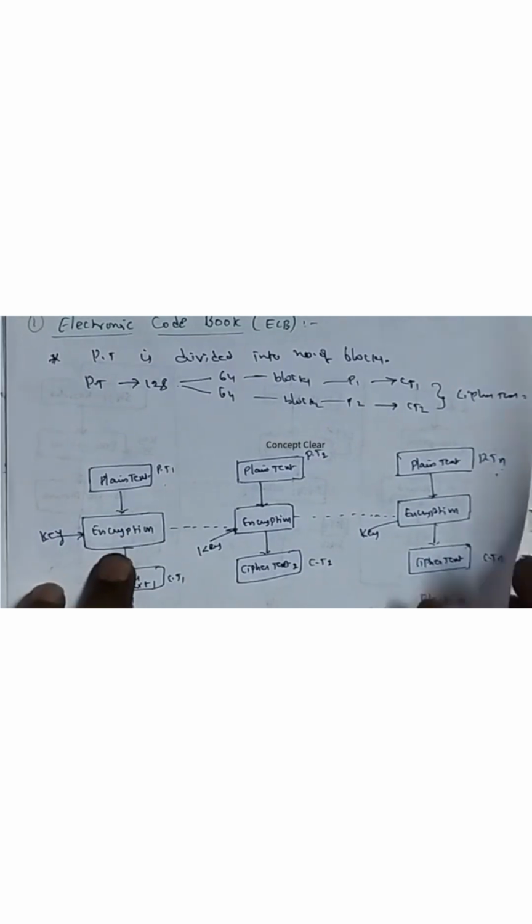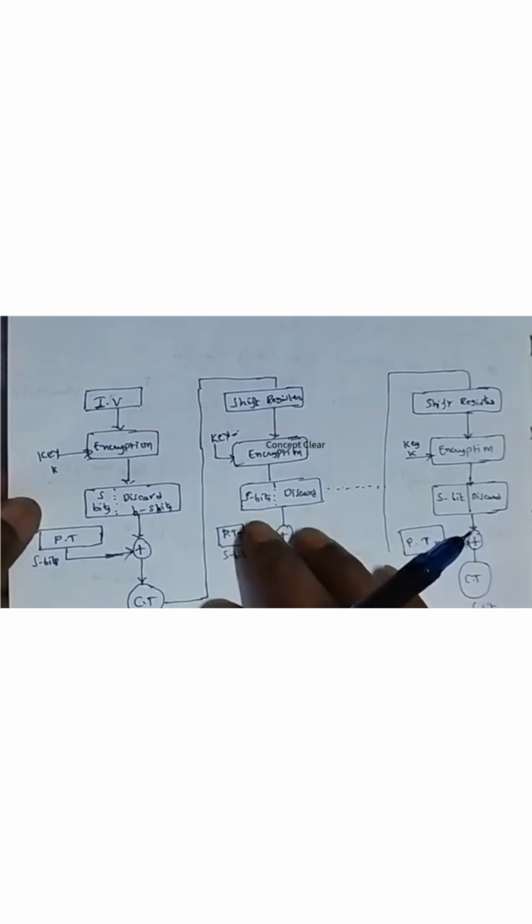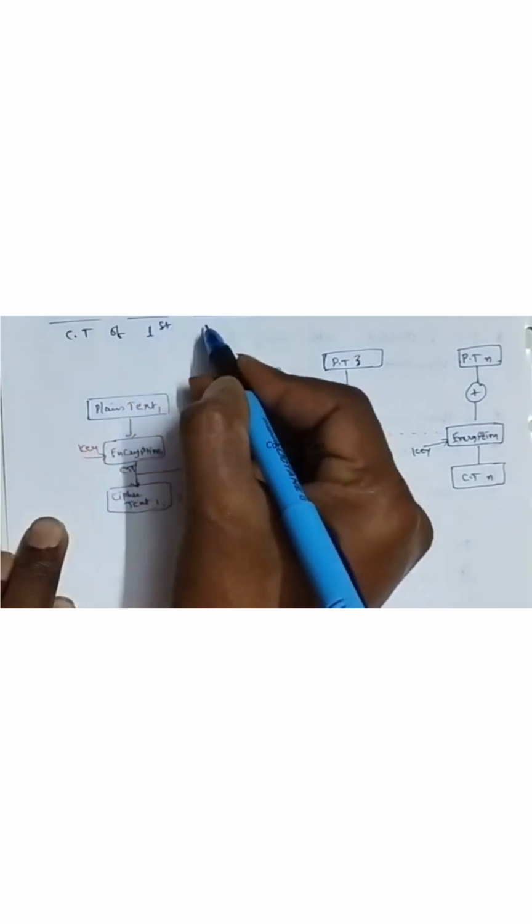Okay, what is the second mode? The second mode is cipher block chaining. What is the meaning of cipher block chaining? In cipher block chaining, the first block ciphertext is given as input to the second block's XOR operation. Okay, clear. Here the ciphertext of the first block is given as input to the second block.